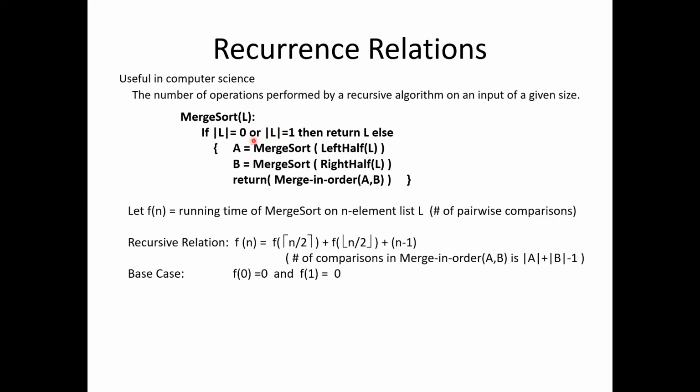Then that's very simple. This is the base case of our algorithm. It just returns the list itself, which in this case is an empty list, and in this case is a singleton. So that's very easy to sort. In either case, you just return the list itself. We'll see in a little bit how to argue that algorithms are correct.